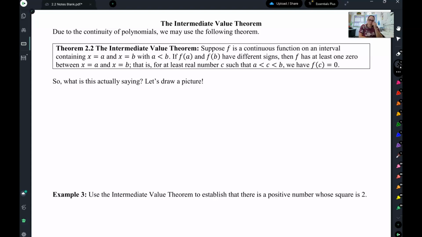Before we do our story problem, let's come back for a moment and talk about our intermediate value theorem. The intermediate value theorem is this. Now, I know this is a lot of mathies, so let's talk about what it means. Let's draw a picture.